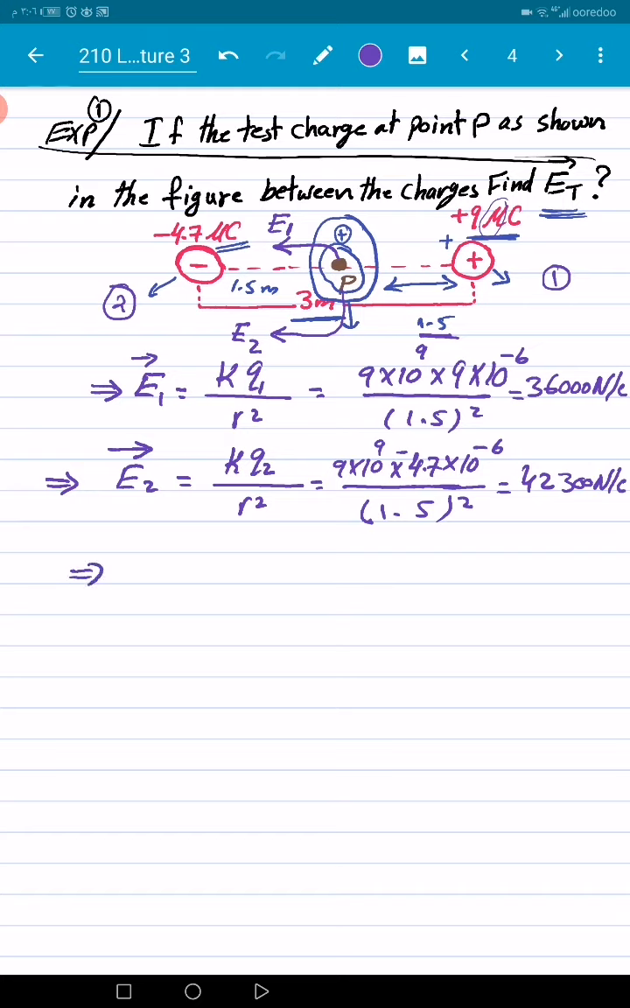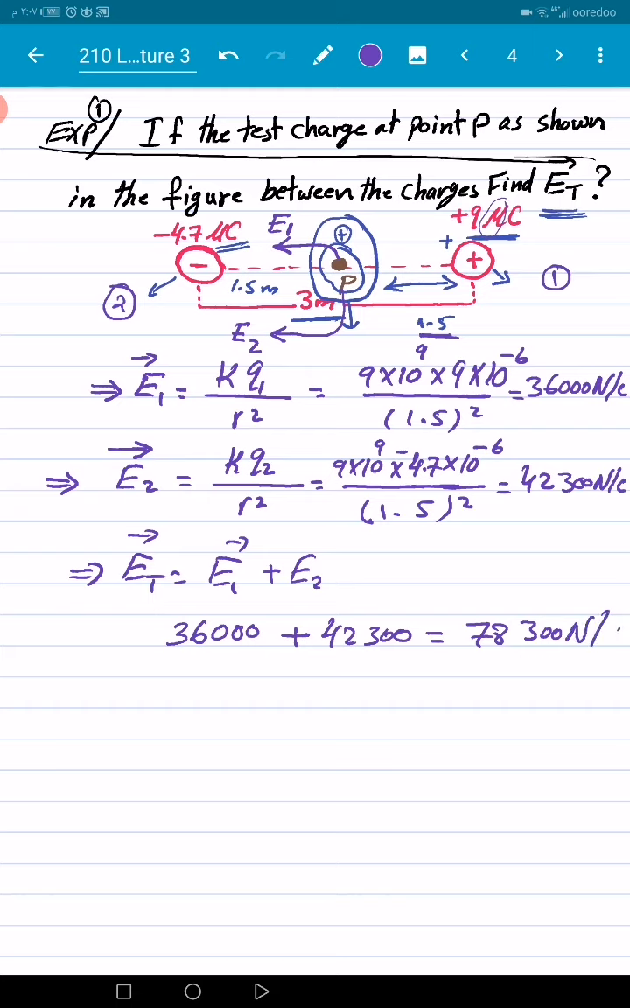So the E total is equal to E1 plus E2, because they are in the same direction. Adding 36,000 plus 42,300, it is equal to 78,300 Newton per coulomb. So that is for example 1.